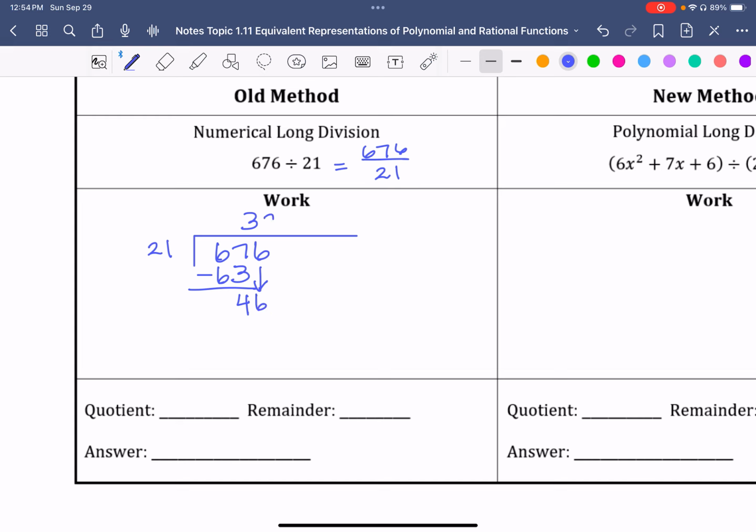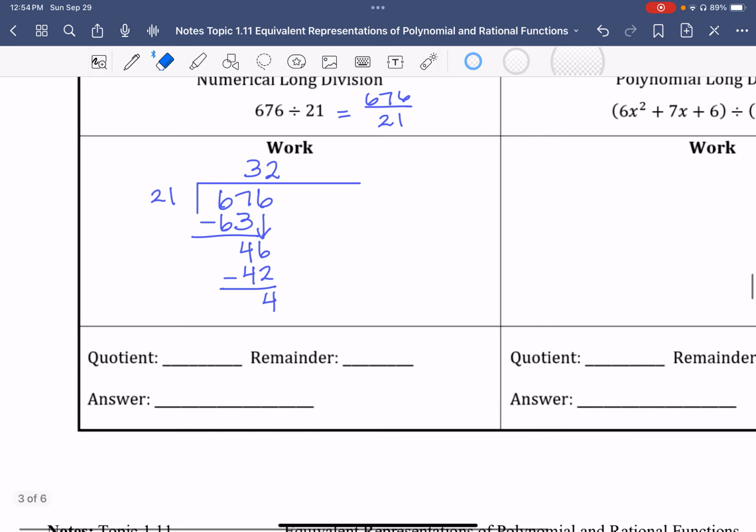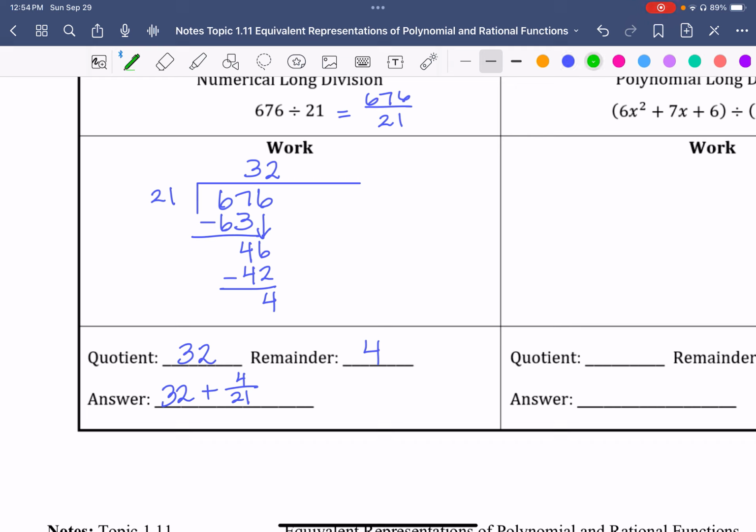21 times 2 is the closest thing I can get to 46, and that gives me 42. Again, I change the sign and I subtract and I get 4. Okay, now I can't keep going anymore because 21 is bigger than 4. So my quotient is whatever I have on the top, which is 32, and the remainder is 4. To write the answer, you do the quotient plus the remainder divided by the original denominator.